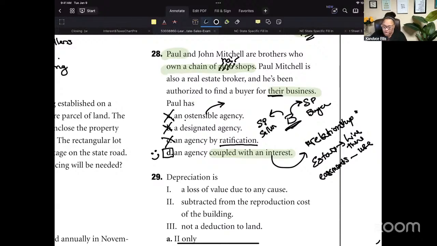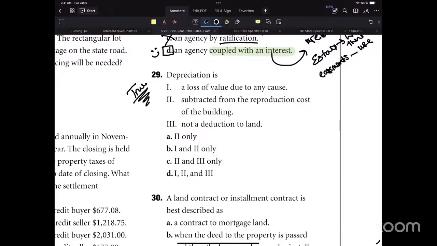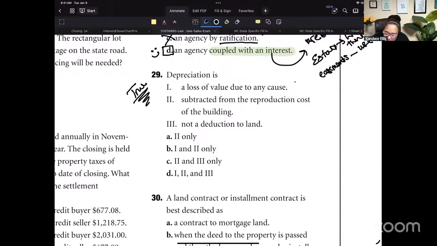Love it. All right, number 29. Depreciation is... Now we've got this one, two, or three. Because it doesn't say anything, we're looking for the ones that are true. I know depreciation is a loss of value due to any cause. So we know it's got to be at least one. We know that's a true statement. That is the definition of depreciation, a loss of value due to any cause. So our answer has to include number one.